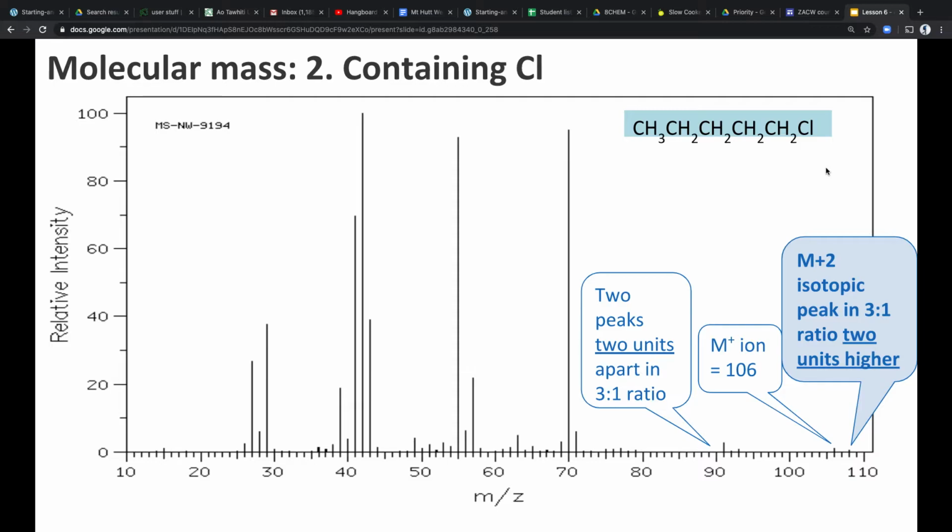Even further down, fragments that contain chlorines. Even the fragments can have a peak 2 units higher, right? That contain the chlorine 37 isotope. So if any of the fragments contain chlorine, they should produce a peak 2 units higher. That's a third as high as the peak you're interested in, because they contain that heavier isotope.